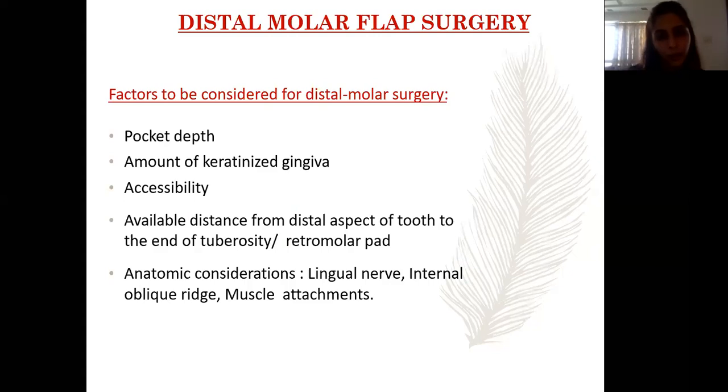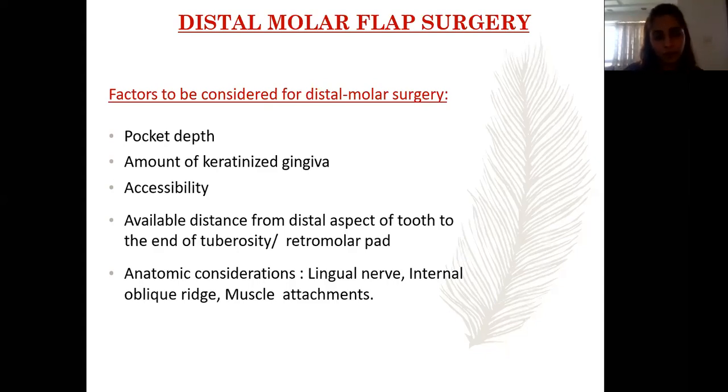If the infrabony defect is really, really deep, you may have to consider extraction or a straight line gingivectomy and leave it there. You may have to consider extraction, and that would be the only modality.